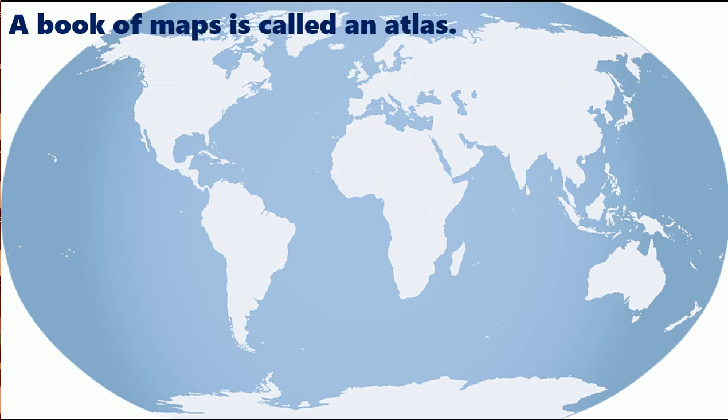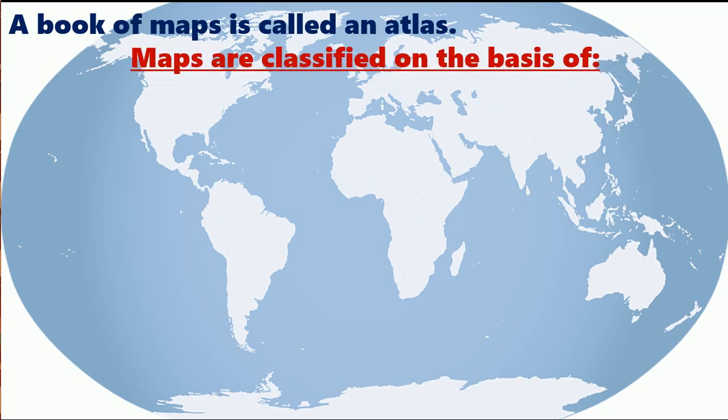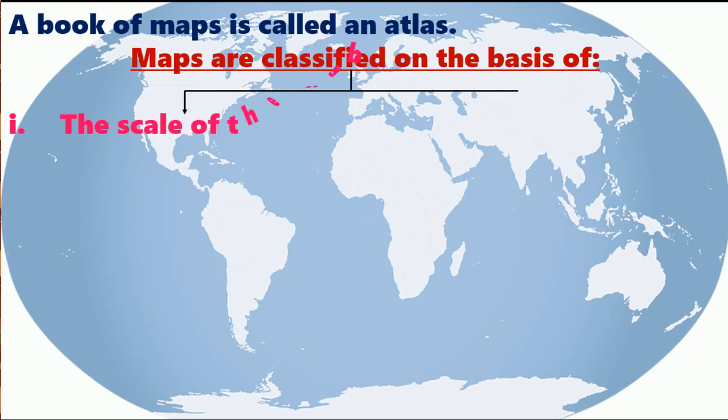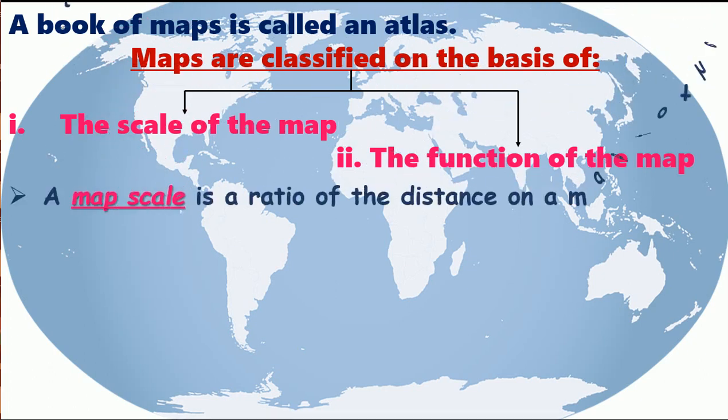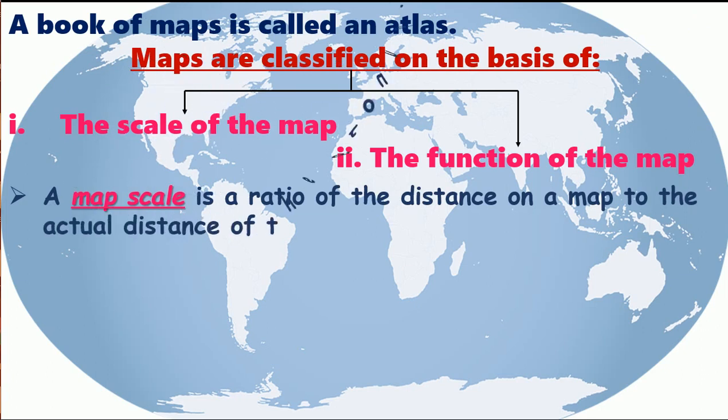Now, as you can see here, a book of maps is called an atlas. Maps are classified on the basis of, as we have already seen, the very first thing is the scale of the map, and the very second one is the function of the map. Now, what does scale mean? A map scale is a ratio of the distance on a map to the actual distance on the ground.